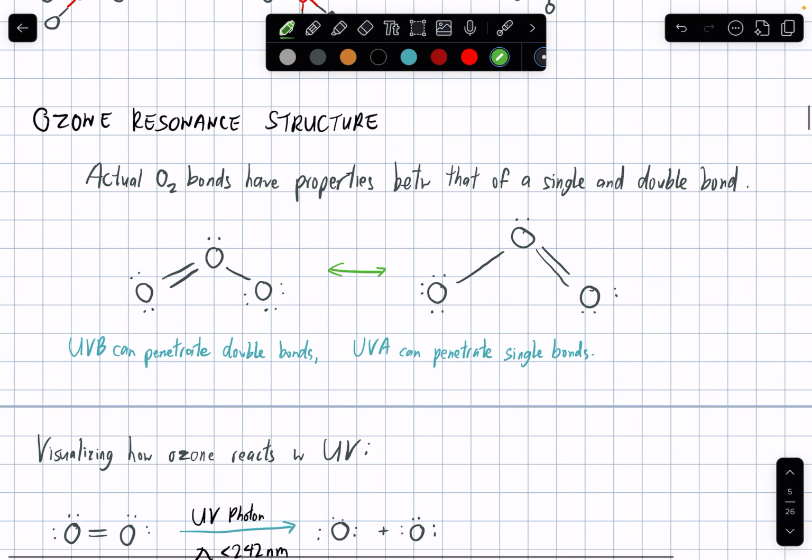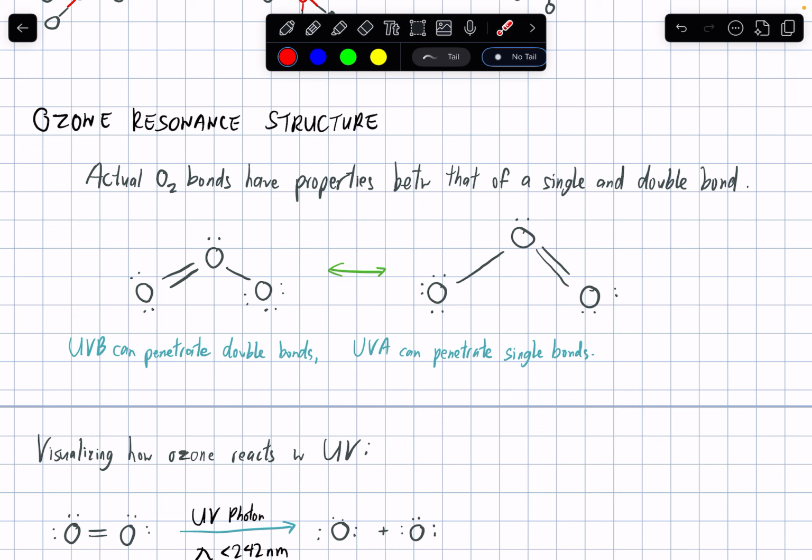Ozone resonance structure. So resonance structure, essentially, for the case of ozone, actual oxygen bonds have properties between that of a single bond and a double bond. So UVB can penetrate double bonds. UVA can penetrate single bonds. Again, with the highest energy, so that's UVB, it can penetrate double bonds.